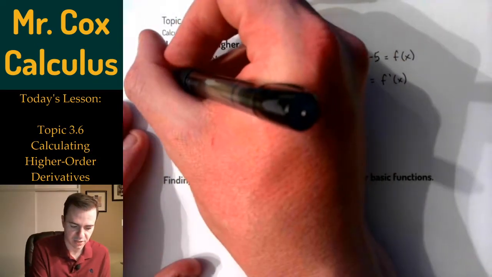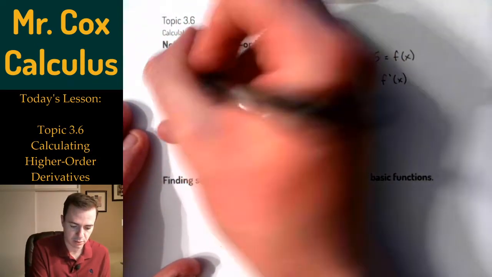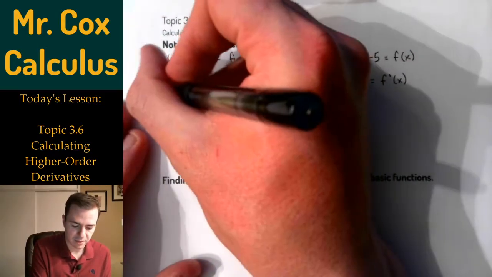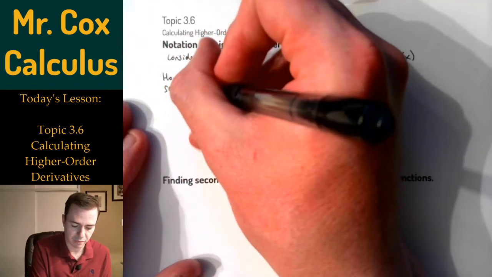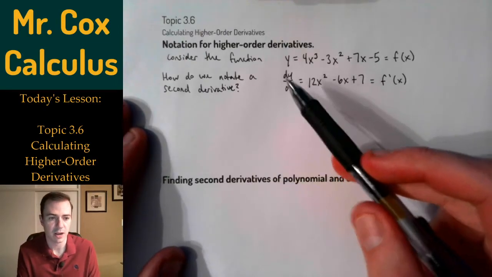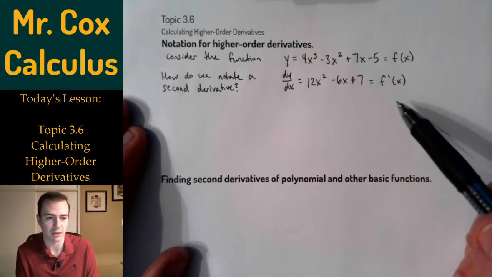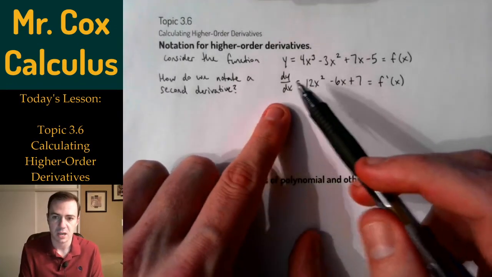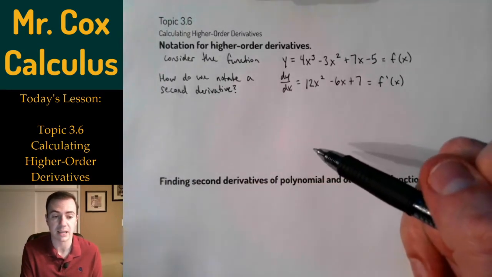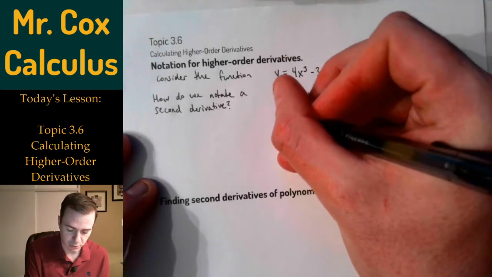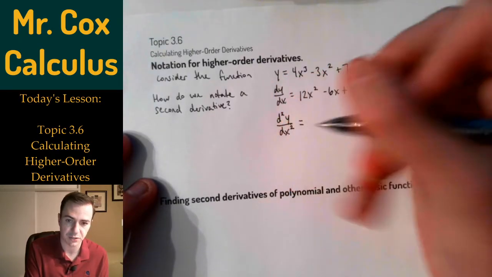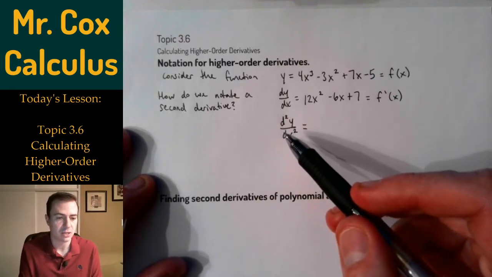So the question in front of us now is, how do we notate this idea of a second derivative? And the notation looks a little bit different for both. This would be Leibniz notation. This would be Newton's function notation here. Let's start off with the Leibniz notation. We're going to apply what's going to look like an exponent of 2. And it's going to look like d squared y over dx squared. That's the notation for the second derivative.